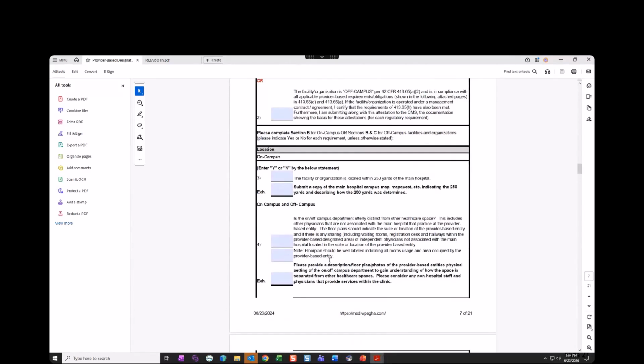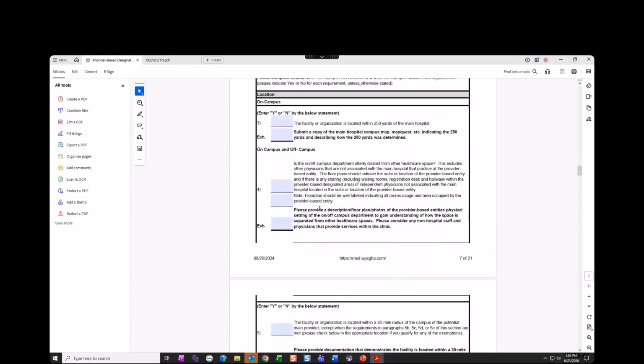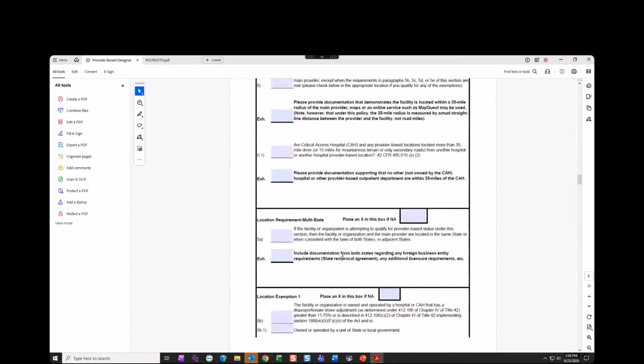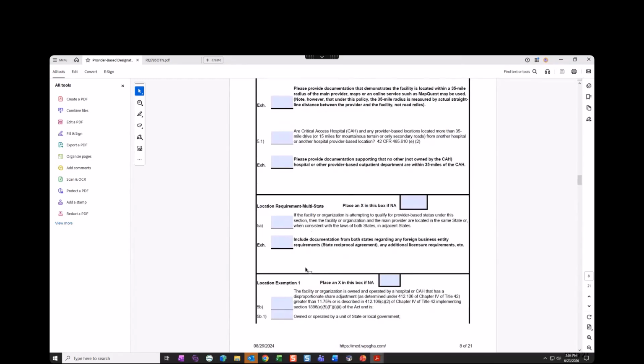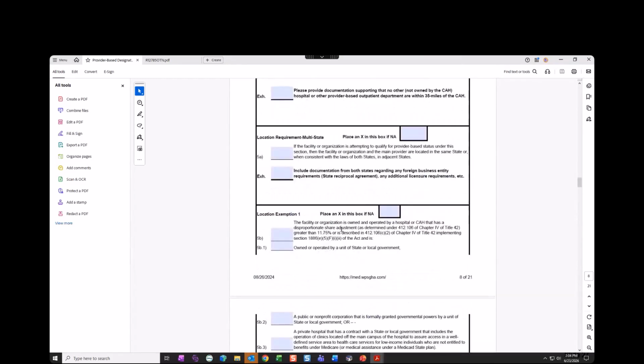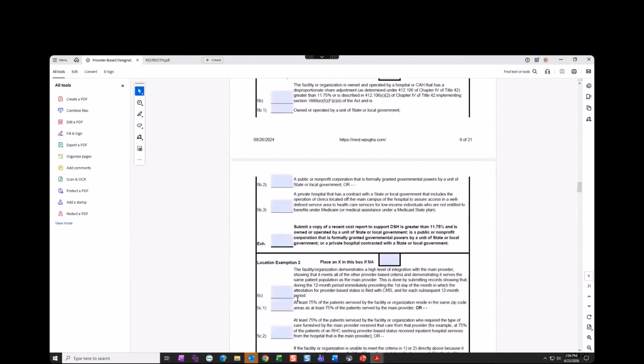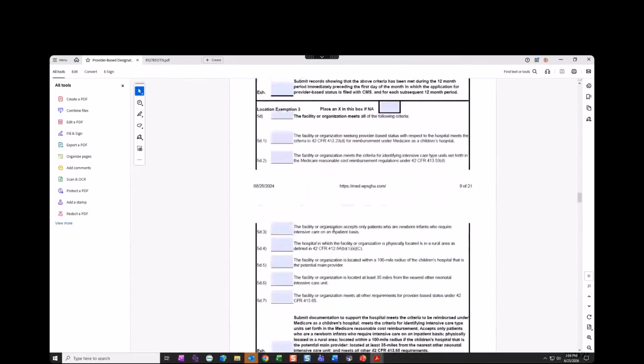And we talk about the distinction between the other healthcare space. So it has to be very clear that this section of the hospital is this particular unit. So there has to be just a clear identification of what unit you're in at that time. 35-mile radius, all of that. If there's a multi-state situation there, we have to have proof for that. And some other exemptions for location. So there are quite a few of those available.